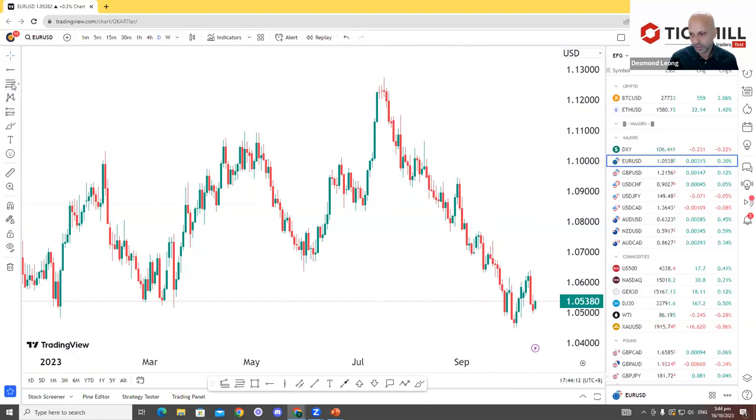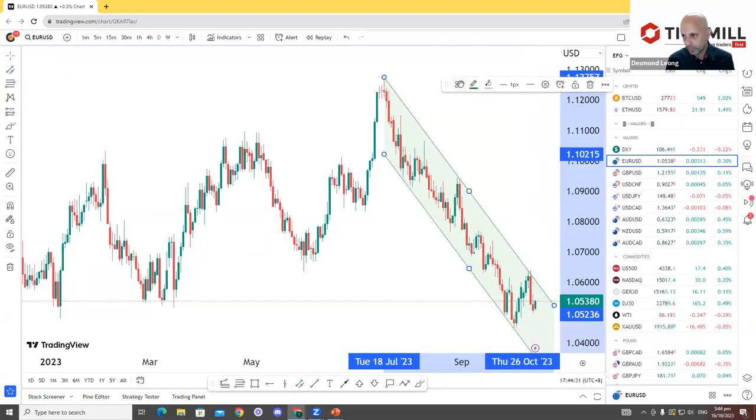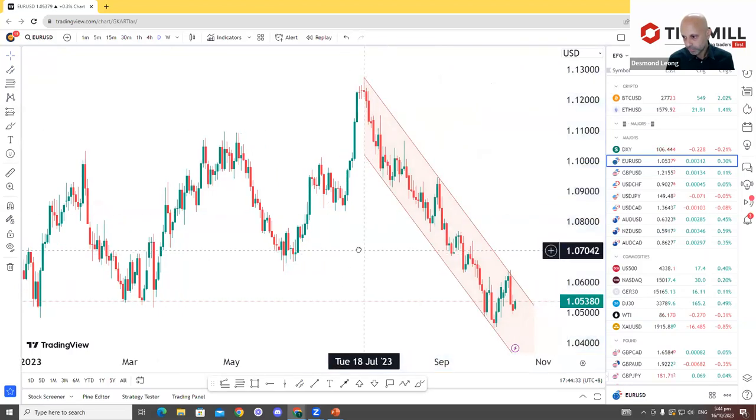Right. I think first of all, we can perhaps try and identify if there's a bearish channel. We can see price trending lower over the last 13 weeks. Let's see if there is indeed a bearish channel for the euro. I think that yeah, it's quite likely. Yes, we do see a very strong case for a bearish channel, of course.